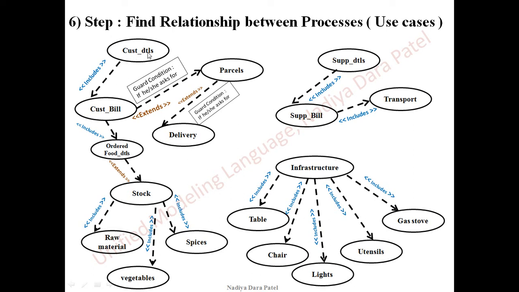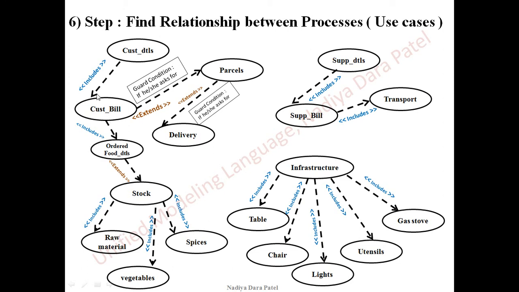Customer details we are first going to take, and then we are going to generate the bill. So customer details are included in the bill. Bill extends the parcels. If the customer asks for the parcel, then only we are going to prepare parcels, and if we prepare parcels, then only we are going to deliver them. So this is the relationship which starts from here to here. Now we found which use cases are getting collected or coming together.